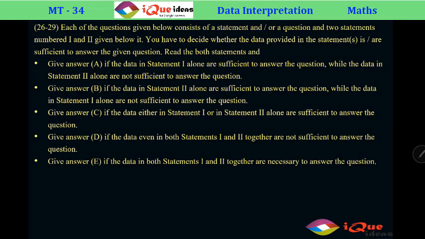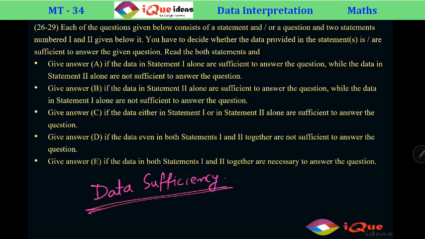Now this next set of questions is again based on data sufficiency. If you remember, we have done it earlier also. Data sufficiency means you have to check whether the given set of information is sufficient to answer a given question or not. We may not be required to find the answer of the question, but we just have to check whether the given information is sufficient or not. And always the definition is very important.